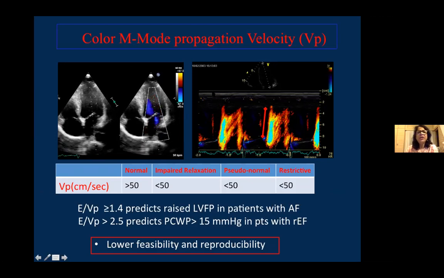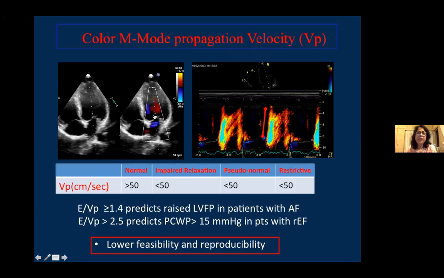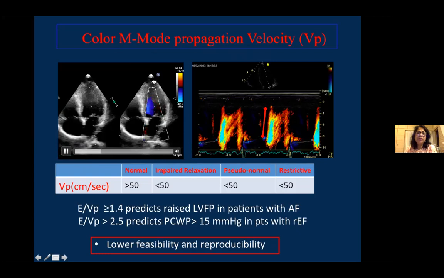So what are we going to see with the color M-mode propagation velocity? Basically, we will see how fast the blood is moving from the base of the ventricle to the apex. So how fast the blood is propagating, we will pick up that with the help of M-mode. So what do you do? We get the M-mode. Look here, you can see the whitish lines. This is the level where the mitral valve is opening, and this is the M-mode pattern.